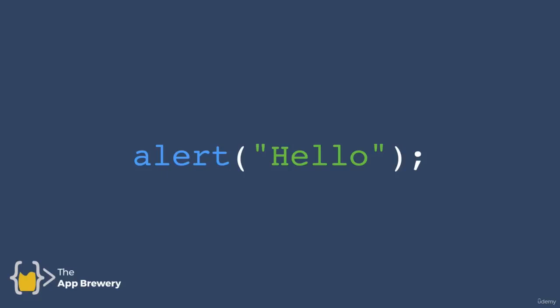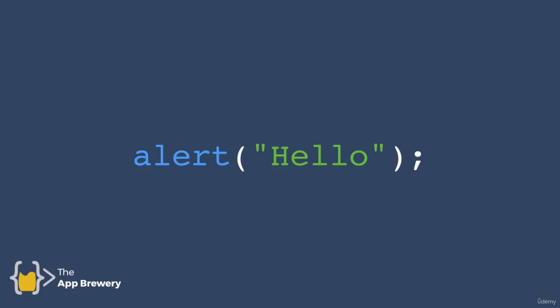Alright, welcome back guys. In the last lesson, we saw how we could use the alert keyword in JavaScript to create a pop-up in our browser. And the pop-up would say whatever is in between the two round brackets. In this case, it would be hello.